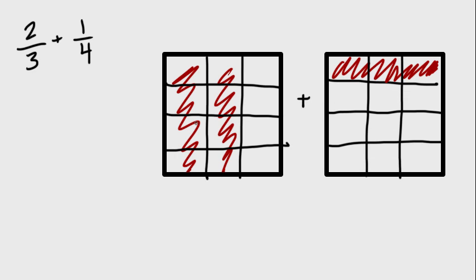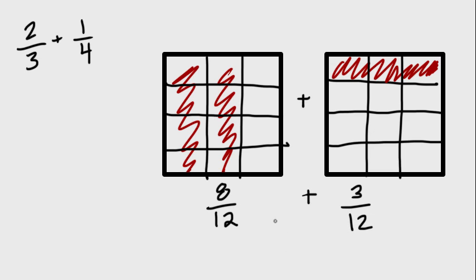So now look, we have 1, 2, 3, 4, 5, 6, 7, 8, 9, 10, 11, 12, right? Whoops, I miscounted there. 3, 6, 9, 12, right? 4, 8, 12. Okay, so we have 12 boxes. And in this one, 2/3 of the boxes would add up to 1, 2, 3, 4, 5, 6, 7... I'm sorry, 8. What am I doing? 2, 4, 6, 8, right? And then this is 1, 2, 3. So this is 8/12, right? And this is 3/12.